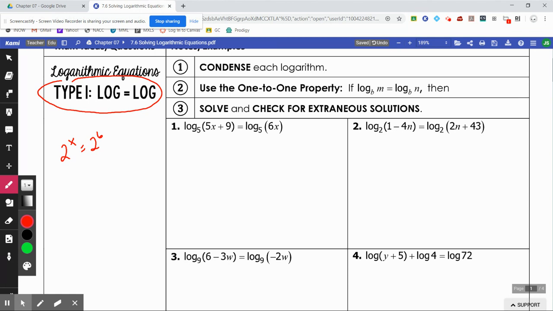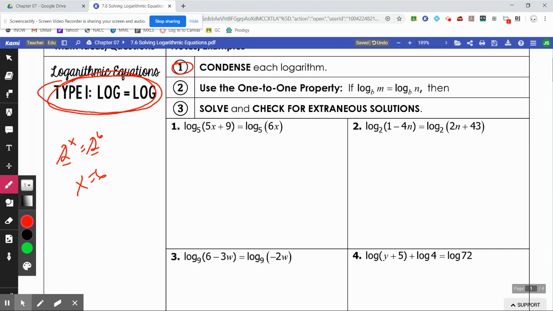So if you remember back when we solved the equations 2 to the x equals 2 to the 6 where the bases were the same, and we were able to just forget about them and solve them that way, this is the same thing, except you have a logarithm equal to a logarithm. Here are your steps. Step number 1, condense your logarithms. Use your rules of logs if needed.